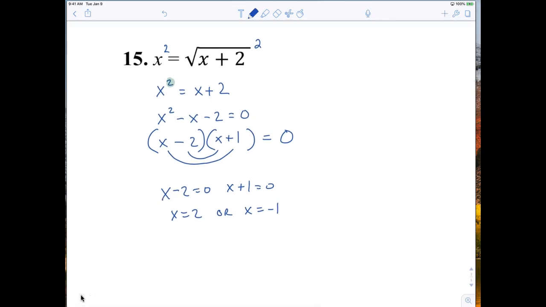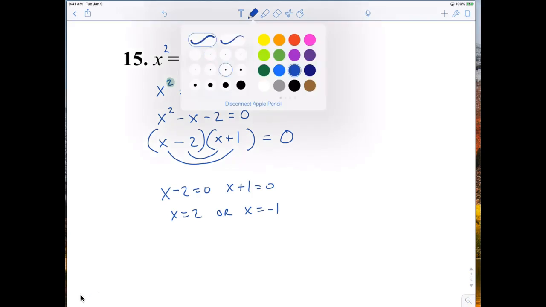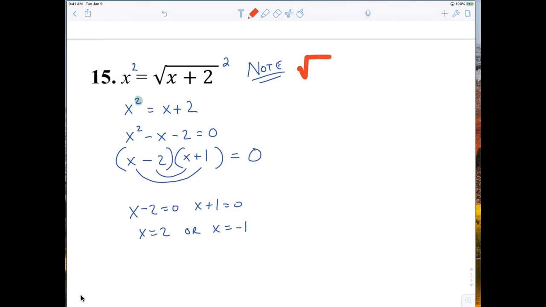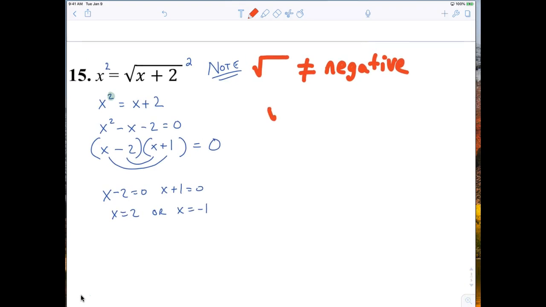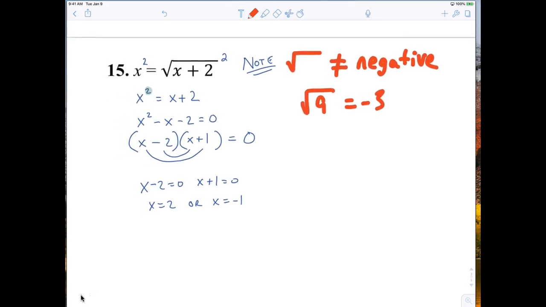Now everybody needs to put a note. Square root cannot equal a negative. So if I said to you, what's the square root of 9? Is that possible to be negative 3? Nope. Does everybody agree? Okay, so now I want to ask you your question.